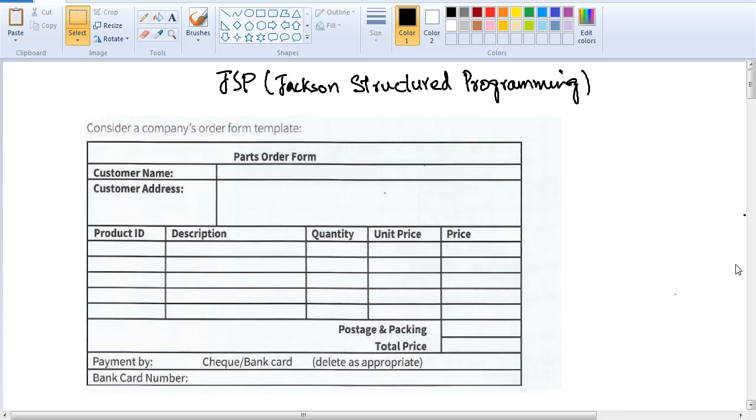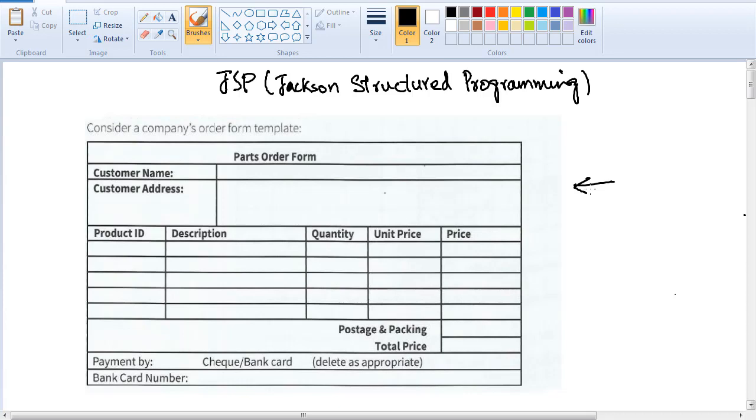Okay, let's try and understand Jackson structured programming with the help of the example that has been given in the book. In the book, he has given us this receipt right here, and we're supposed to model this receipt into a Jackson structured diagram. Remember, Jackson structured programming is a diagrammatic way of showing the structure of a diagram.